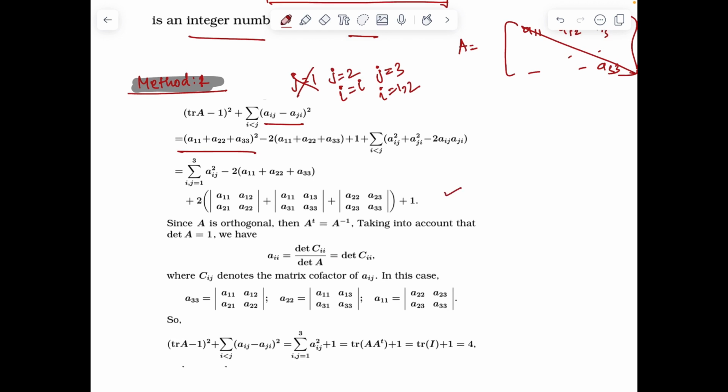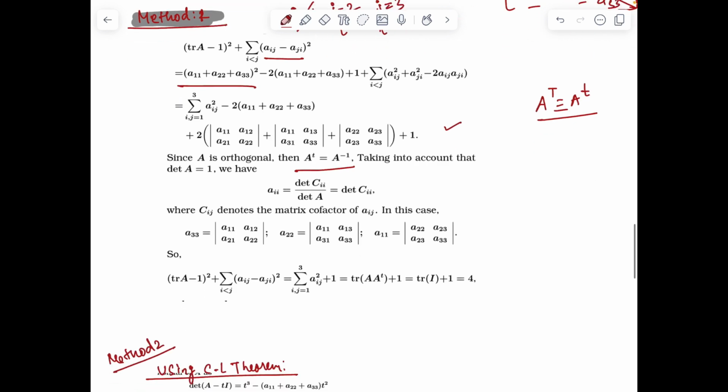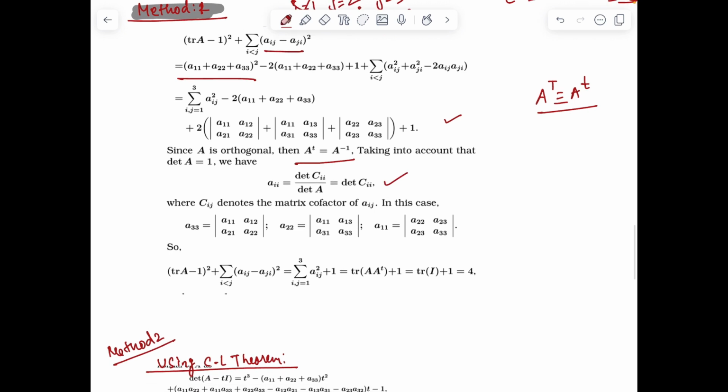Since A is orthogonal, A transpose is A inverse. Here I have used A^t as A transpose, this notation. Taking into account that determinant of A is 1, we can find the cofactor elements, that is cofactor by determinant of A. And if we put all the values, you'll get an answer, interestingly independent of the matrix given, and it will be 4.